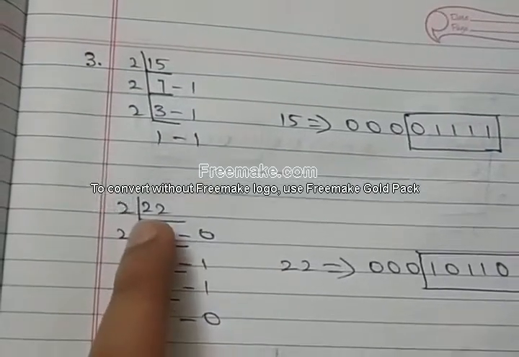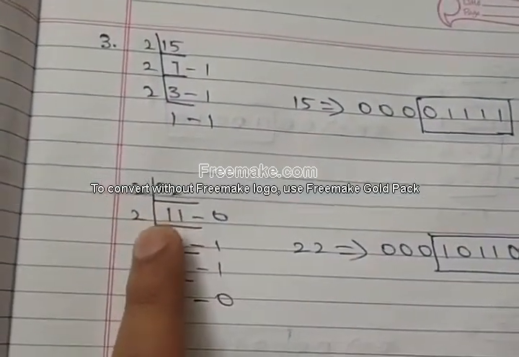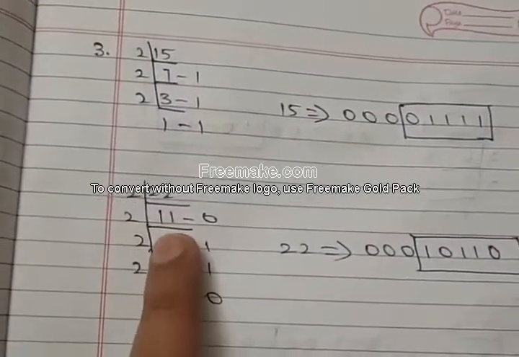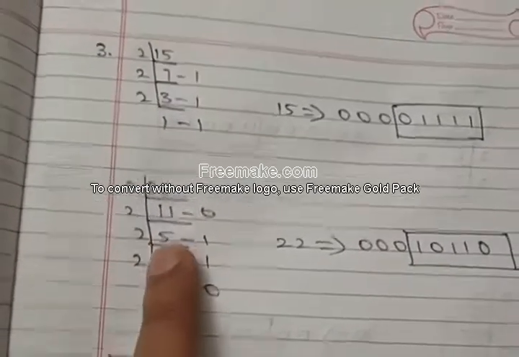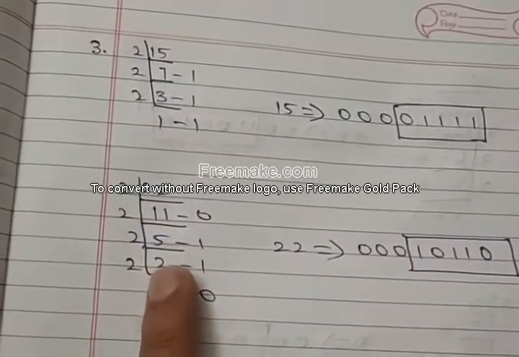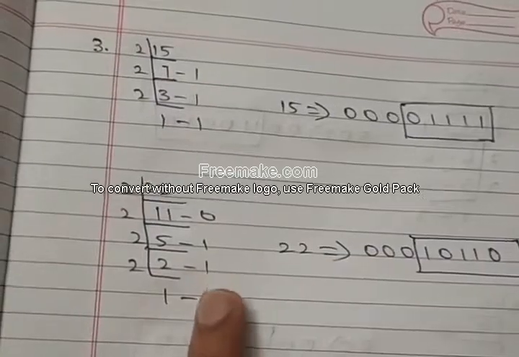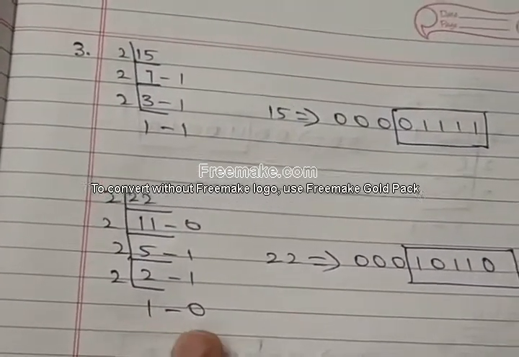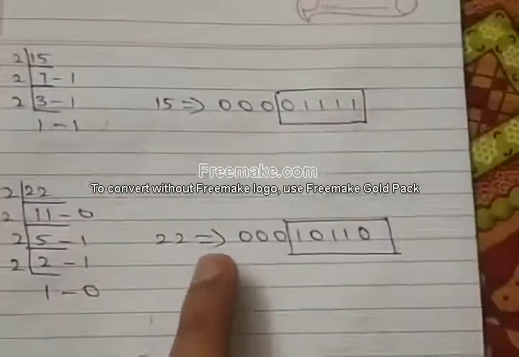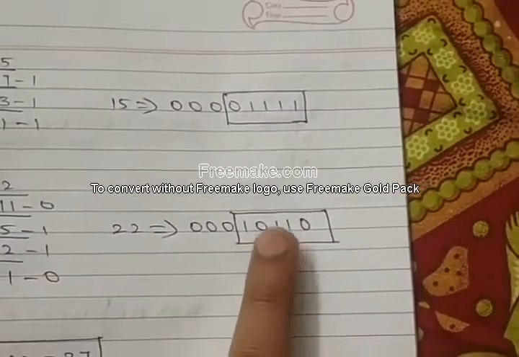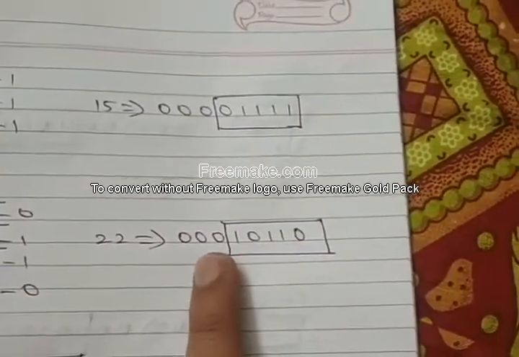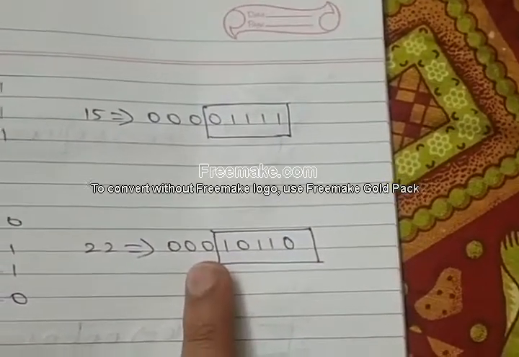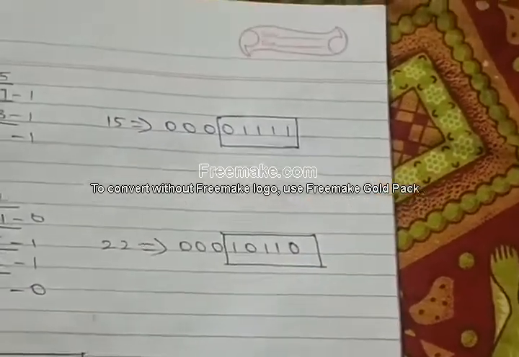Next, 22 I have given. 22, how many times does it go by 2? 11 times. 11, how many times does it go by 2? 5 times. 5, how many times does it go by 2? 2 times. Balance is 1. So 2, how many times does it go by 2? 1 time. So 1 0 1 1 0. So 22 is 1 0 1 1 0. How many zeros will I add to make it 8? 3 zeros I will add. So 8 bits are paired.